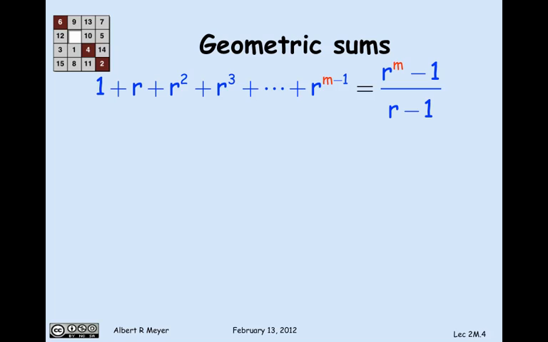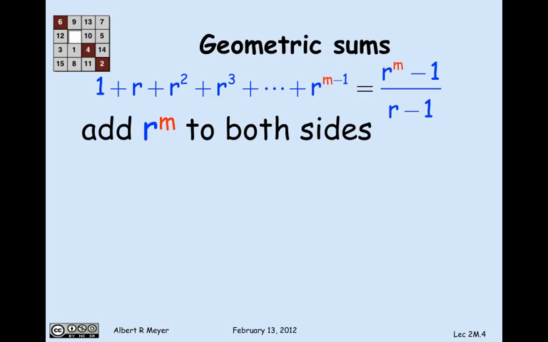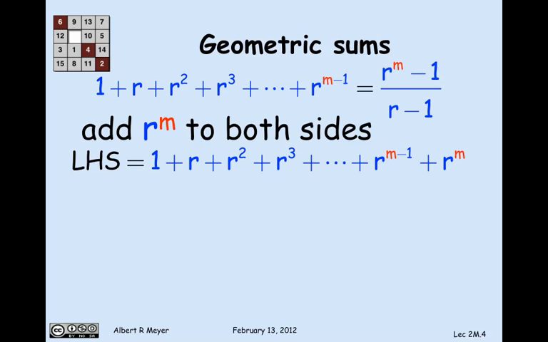So now we take the obvious strategy. What I'm interested in is properties of the sum of the powers up to r to the m. Now, the left-hand side is the powers up to r to the m minus 1, so there's an obvious strategy for turning the left-hand side into what I'm interested in, namely, let's add r to the m to both sides. So the left-hand side becomes just the sum that I want, and the right-hand side becomes this messy thing, r to the m minus 1 over r minus 1 plus r to the m.